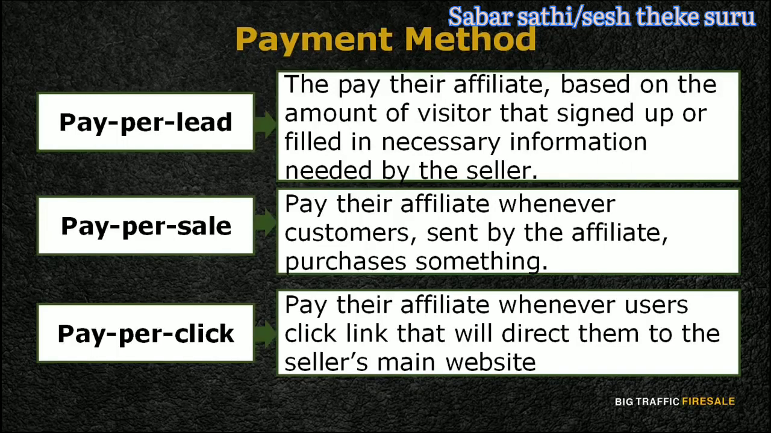On another note, some of the main payment methods are using pay-per-lead, pay-per-sale, and pay-per-click. Pay-per-lead requires the seller to pay their affiliate based on the amount of visitors that signed up or filled in necessary information needed by the seller. Pay-per-sale requires the seller to pay their affiliate whenever customers sent by the affiliate purchase something. Last is pay-per-click. The seller will have to pay the affiliate according to the number of users who merely click on the link that will direct them to the seller's website. This method doesn't require users to purchase anything from their site for the seller to pay the affiliate.